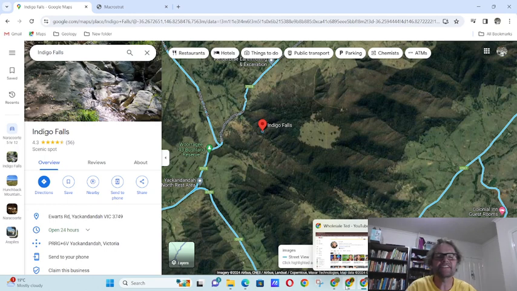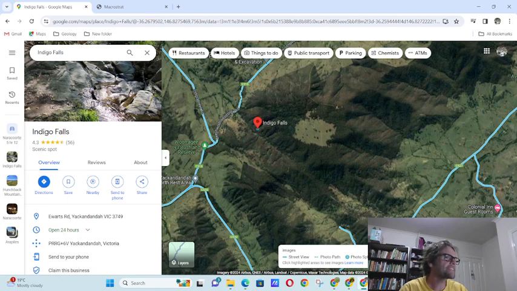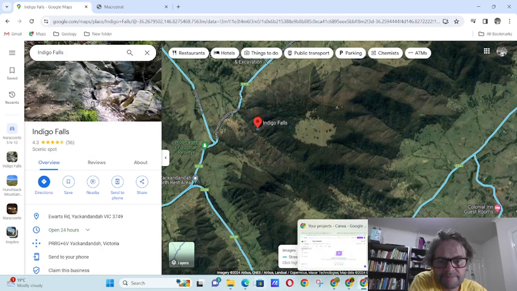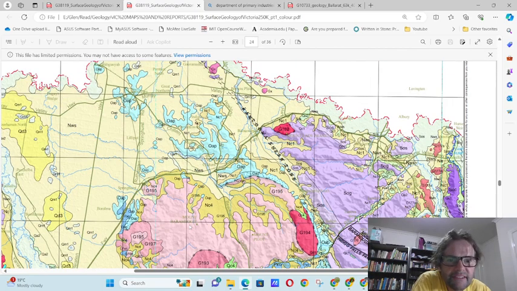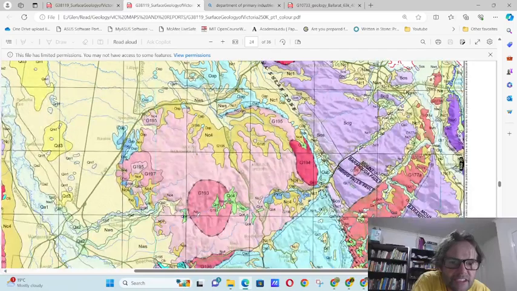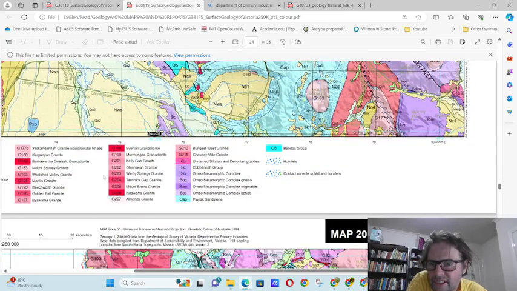I'm going to change these up. Basically, I'm going to use this geological map as a basis for outcrops I would like to actually see. So we did have that metamorphic complex, and that's G176. That's the granite outcrop that we saw. 176.